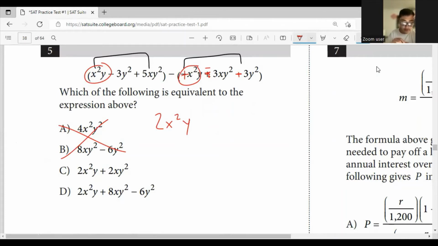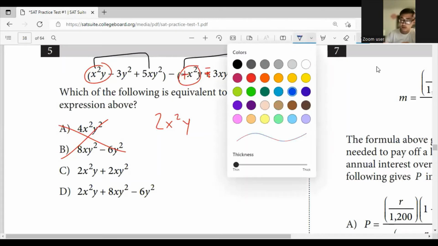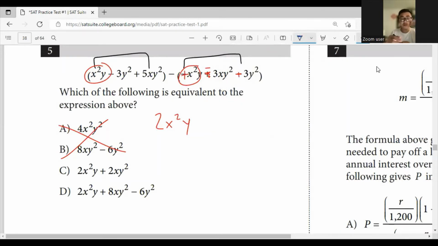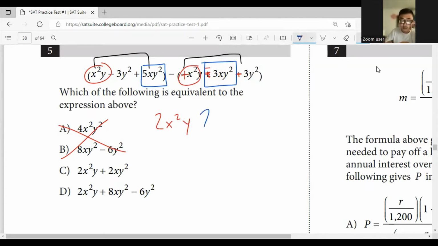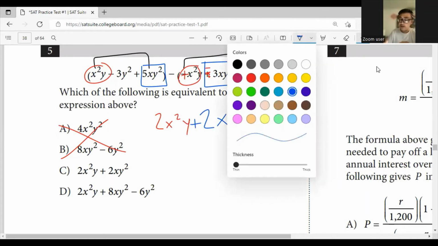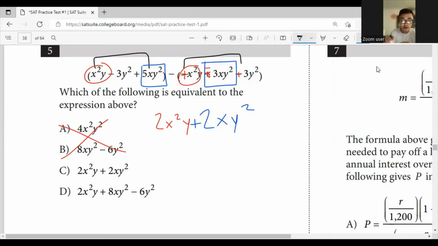So looking at this, I noticed they both have a different xy squared. So I'm just going to take a look at that, and then that will tell me what the answer is, and that's all I have to do. So xy squared, this looks like it. So 5xy squared minus 3xy squared. So 5 minus 3 is 2. So that's what I have to write down. 2, and then it's xy squared plus.